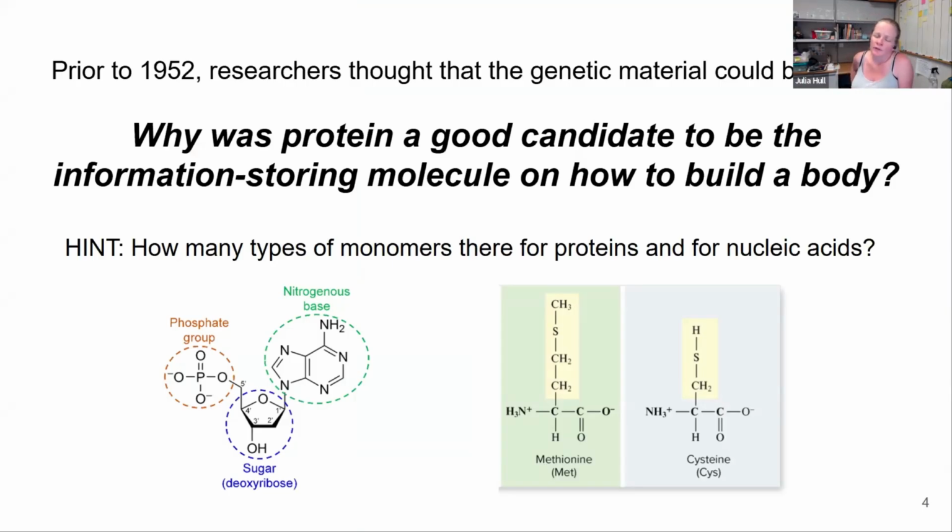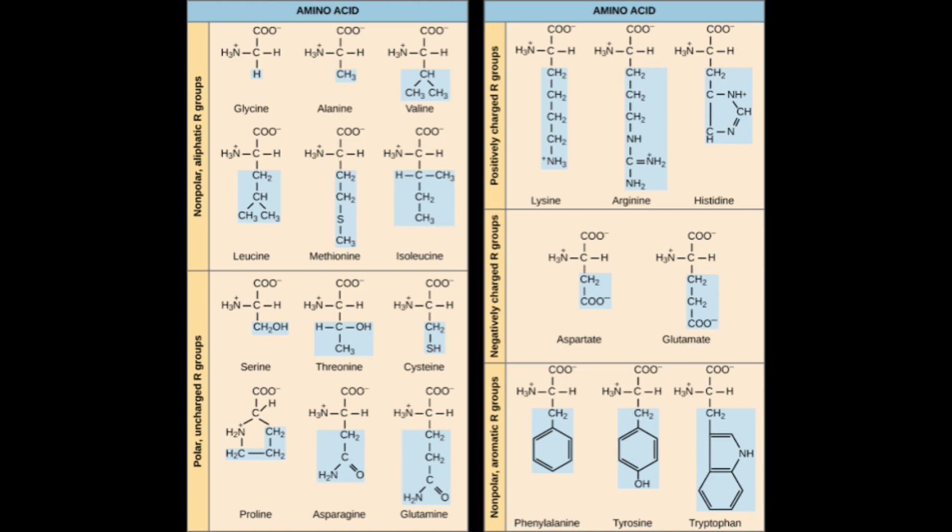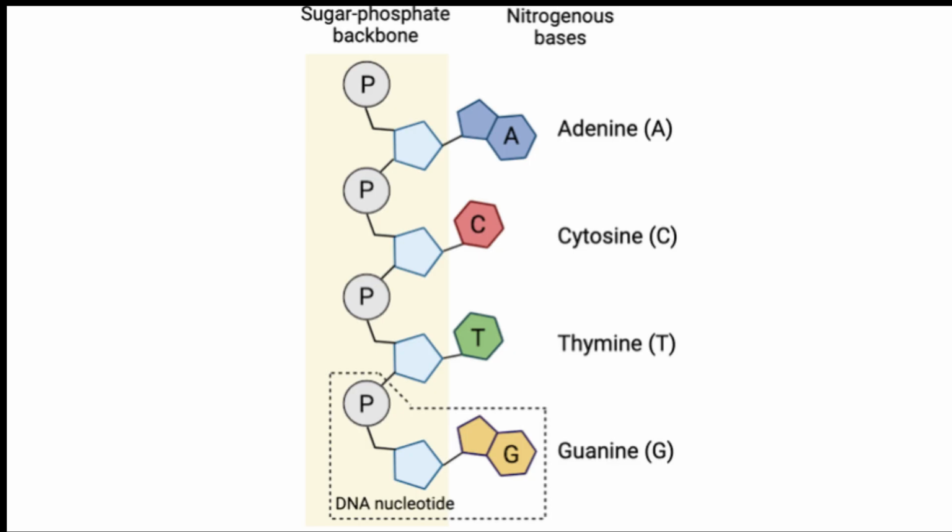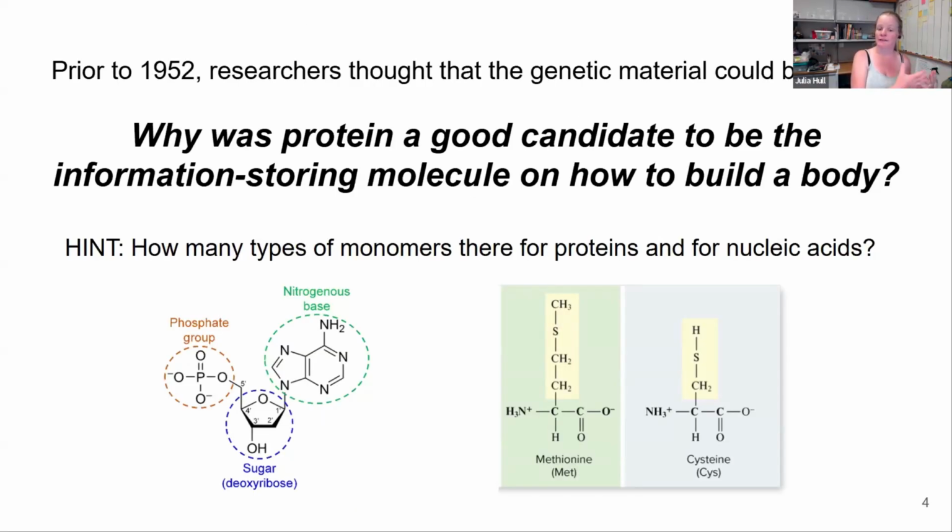Now, why do you think that researchers suspected proteins instead of DNA as the genetic material? Think about the number of different types of monomers that there are for proteins and for nucleic acids. Proteins are made from 20 different amino acids, while DNA contains only 4 nucleotides. At first glance, then, proteins seemed much more complex and capable of storing large amounts of information, such as all the information needed to build a body.